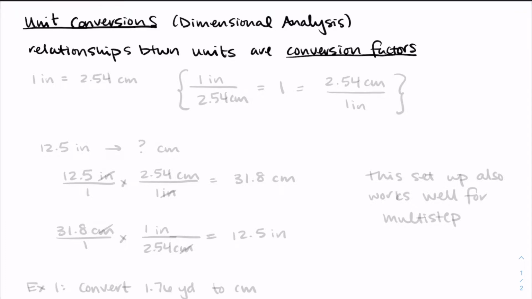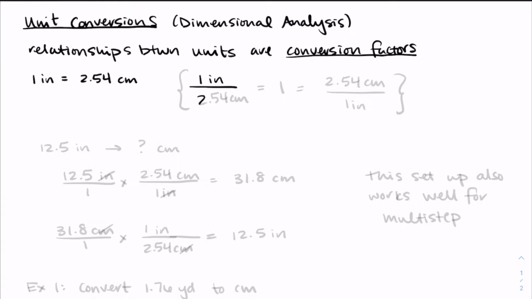So the relationships between units are something we call conversion factors. An example of this is going to be a conversion factor that will take us from an English unit to an SI unit. 1 inch is the same as 2.54 centimeters. So both of these are lengths. If you measure this length in inches, it's 1 inch. If you measure it in centimeters, it's 2.54 centimeters.